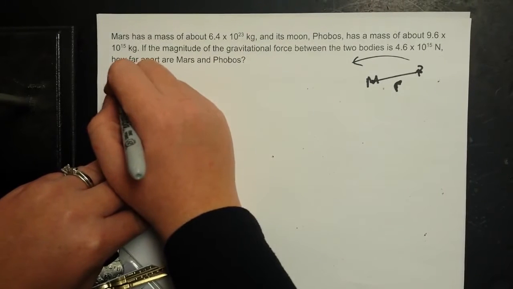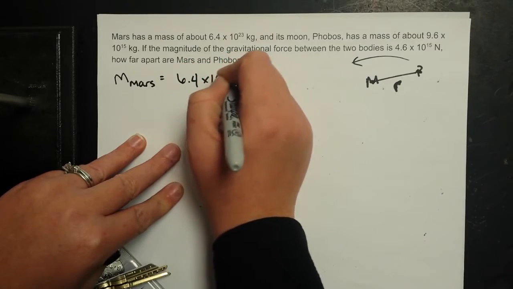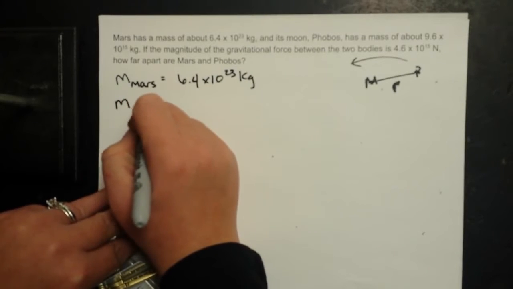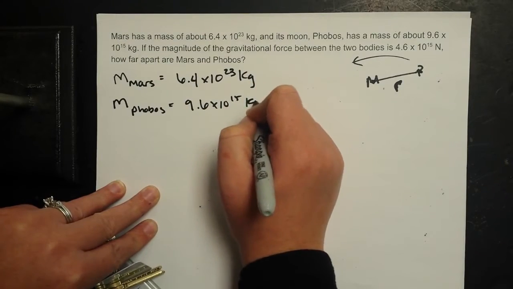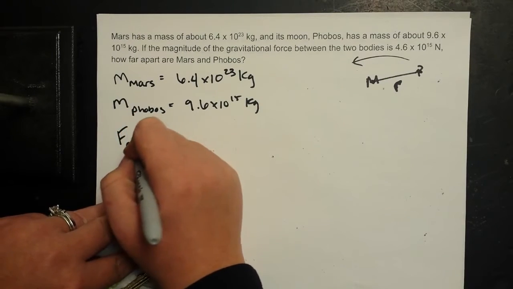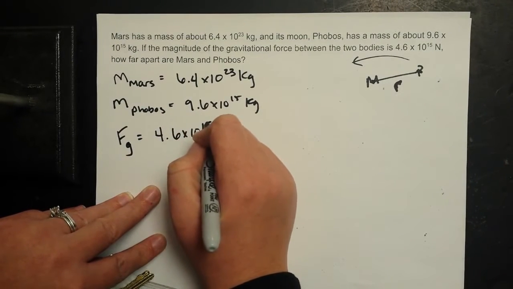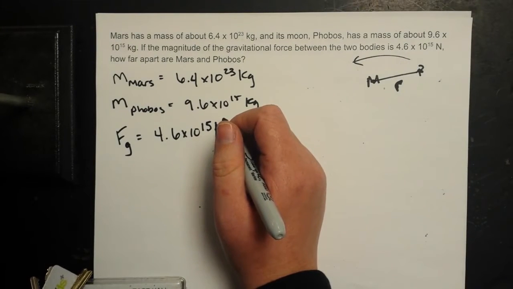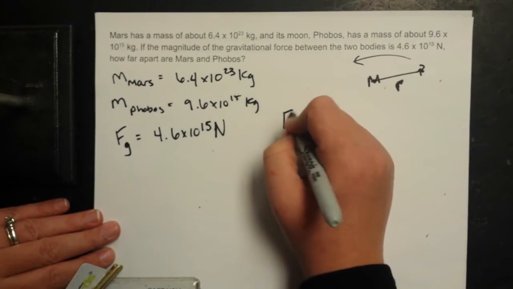So here we've got the mass of Mars, which is 6.4 times 10 to the 23rd kilograms. We've got the mass of Phobos, which has a mass of 9.6 times 10 to the 15th kilograms, which is significantly smaller. And we know that the magnitude of the gravitational force between the two bodies is 4.6 times 10 to the 15th newtons.